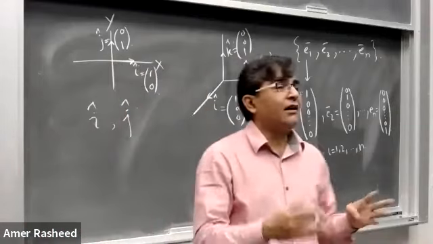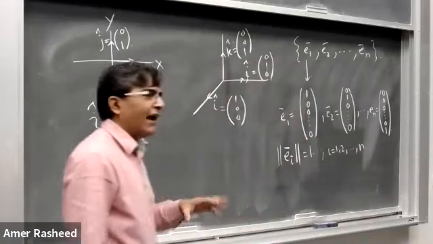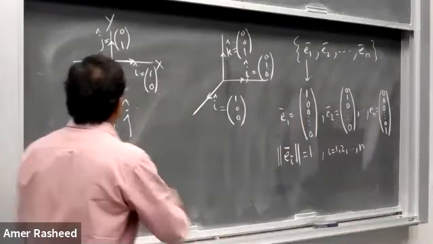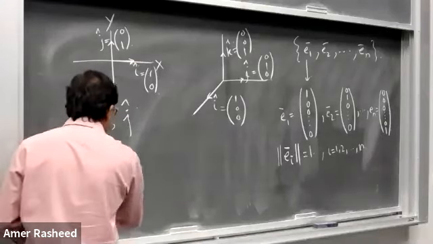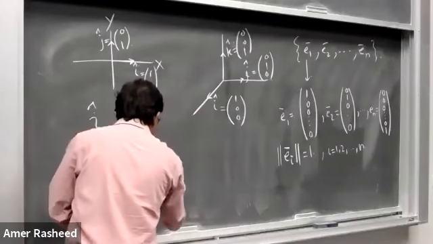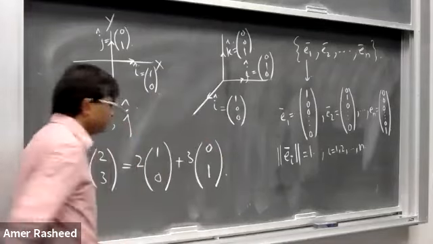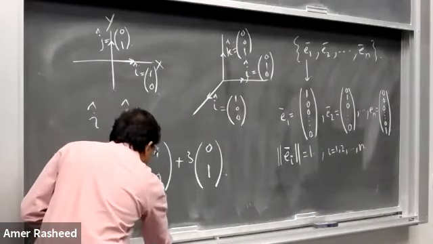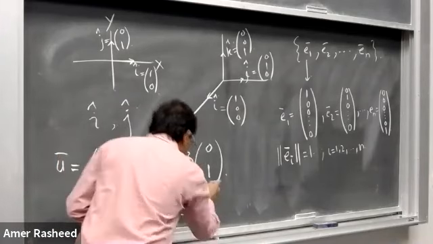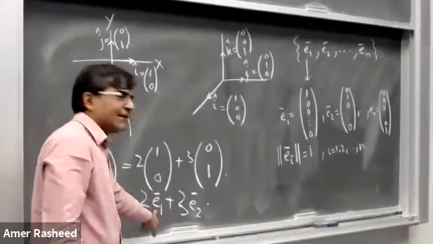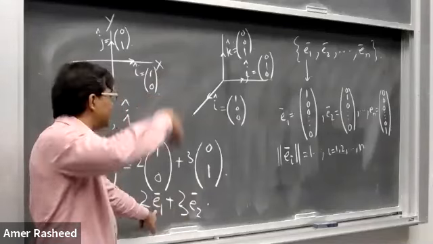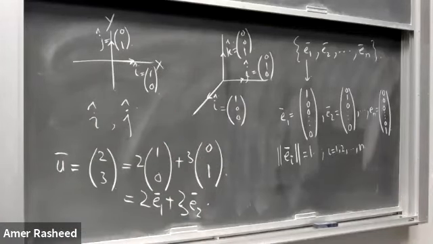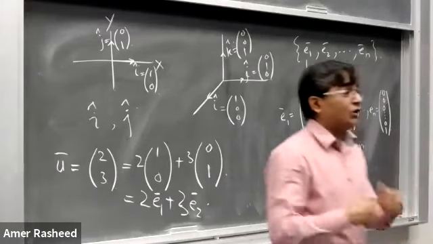Let's combine this with linear combinations. Can we write any element in Rn as a linear combination of these unit vectors? For example, in R2, R2 mein koi bhi vector hai, 2, 3, for example. Can we write 2 times 1, 0 plus 3 times 0, 1? So this vector U is in fact 2 times E1 plus 3 times E2, where E1 is a unit vector in R2, which is 1, 0, and E2 is a unit vector in R2, which is 0, 1. So every vector in any Euclidean space can be written as a linear combination of its unit vectors.